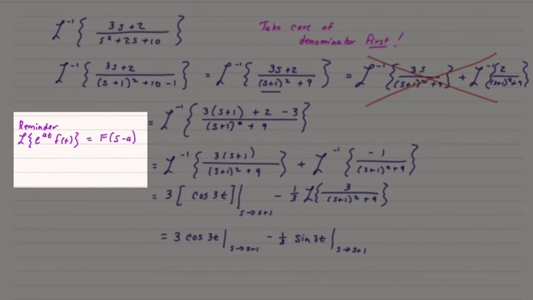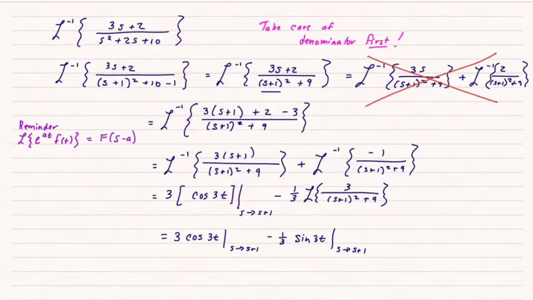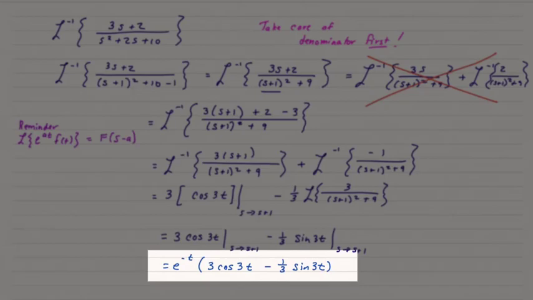Again, here's a reminder from the Laplace table that if I have a shift of s minus a in the s domain, that goes to an e to the plus at in the time domain. So since I have an s plus 1 in my s domain, that's going to translate to an e to the negative t in the time domain. And that's my final answer.